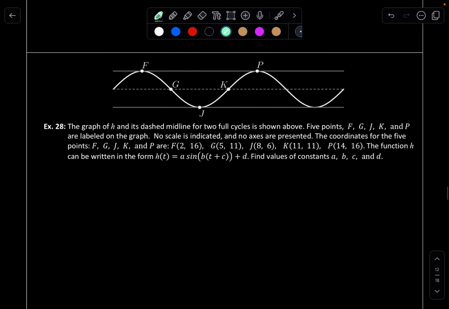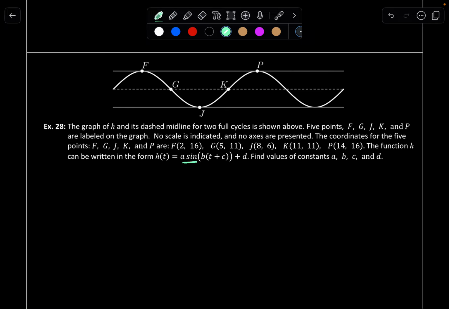The graph of h and its dashed midline for 2 full cycles is shown above. 5 points are labeled on the graph. No scale indicated and no axis are presented. The coordinates of the 5 points are F is (2, 16), G is (5, 11), J is (8, 6), K is (11, 11), P is (14, 16). The function can be written as h of t is equal to, they're using sine, that's important. So this says find the values of constants A, B, C, and D.